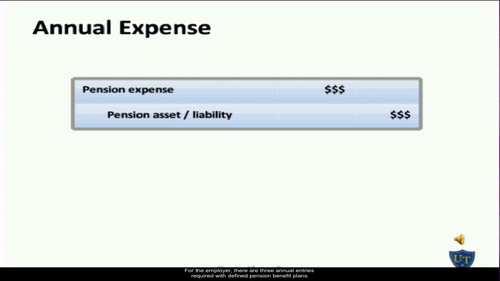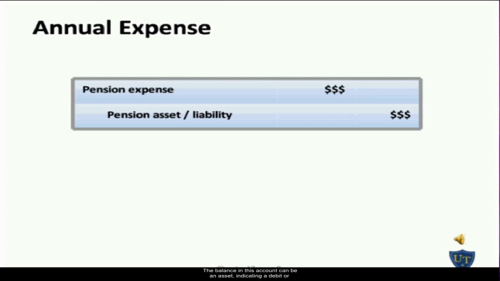For their employer, there are 3 annual entries required with defined benefit pension plans. The first is the computation of the annual expense. The journal entry to record this debits pension expense and credits the pension asset or liability account. So what this entry is doing is dropping the annual pension expense onto the income statement, and the credit is to a balance sheet account.